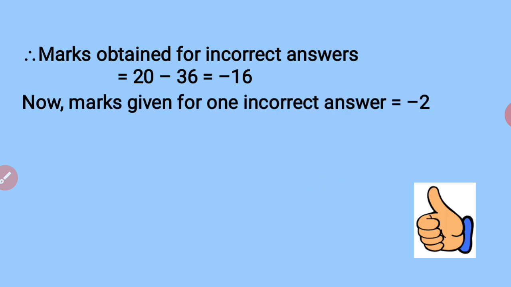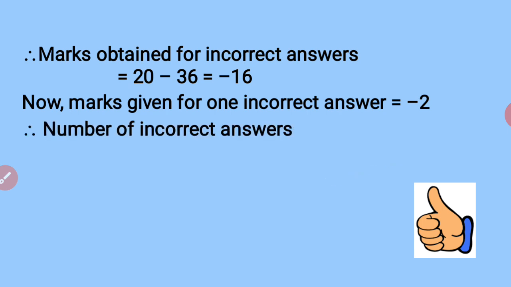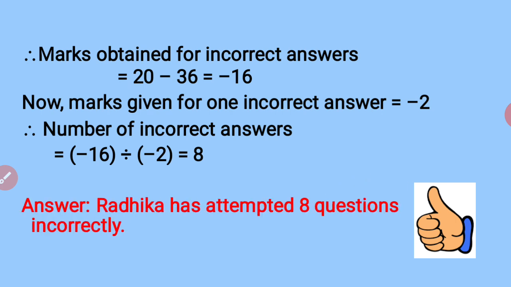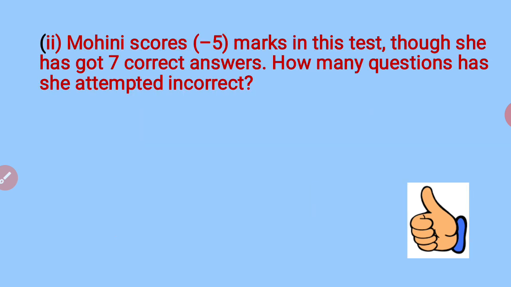Now, for every incorrect answer, there is -2 marking. But she has in all lost -16. So, the number of incorrect answers will be -16 divided by -2, which gives you 8 as the answer. So, the number of incorrect answers will be 8. So, we can say that Radhika has attempted 8 questions incorrectly. Let's proceed with the next part of the question.